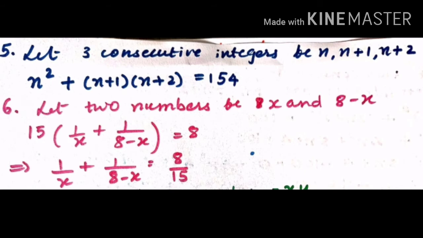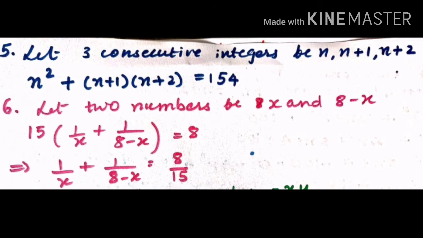So here you can understand question number 5. Here n square plus n plus 1 into n plus 2 is equal to 154. Now in the next step you can open the brackets like binomials multiplication n plus 1, n plus 2, and take the like terms addition, and then you get your standard form. Okay, and then you solve according to our factor method. So you get your answer, students.